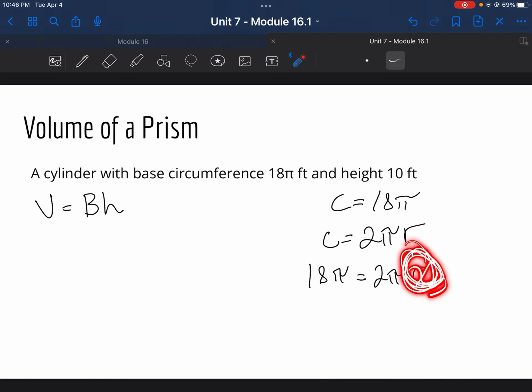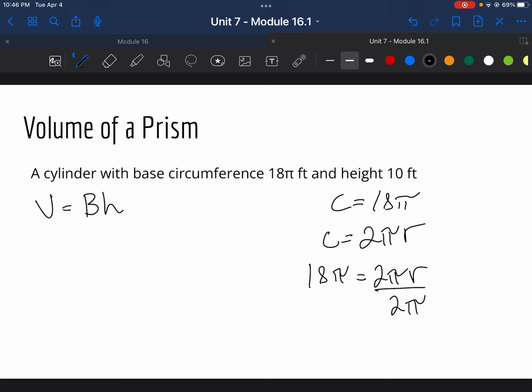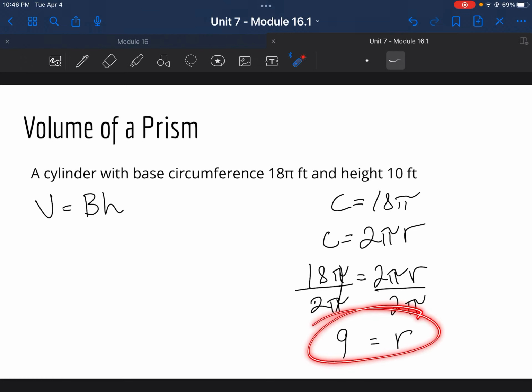Now I need to find the radius. You can think of the radius as x when you're doing algebra. We need to get r by itself. So in order to get r by itself, I need to get rid of 2 pi. What is the opposite of multiplying by 2 pi? Dividing by 2 pi. So if you put this on your calculator, you're going to get that the radius is equal to 9. My pi's cancel out, and I'm left with 18 divided by 2, which is just 9.